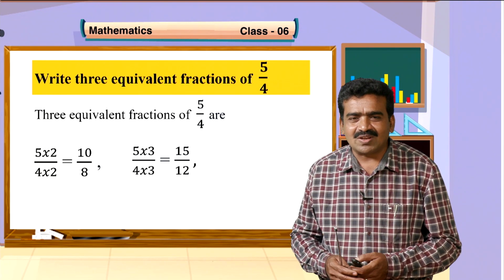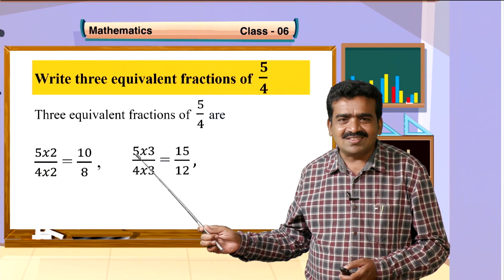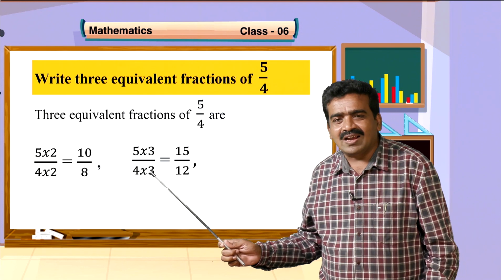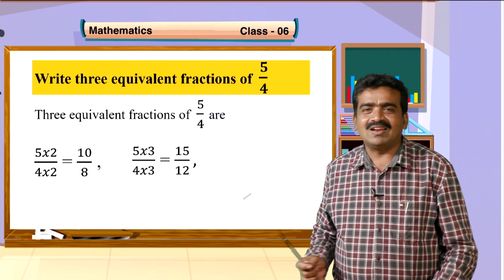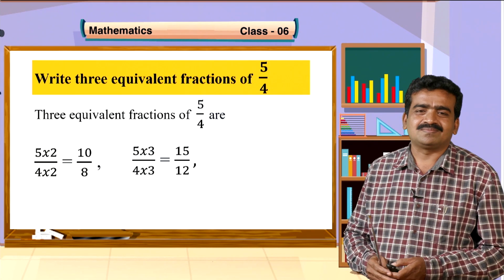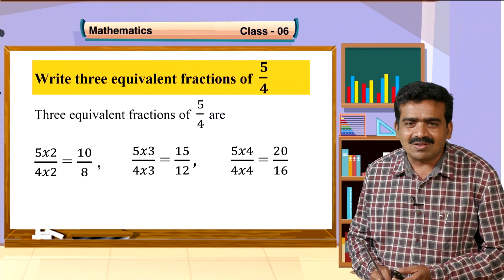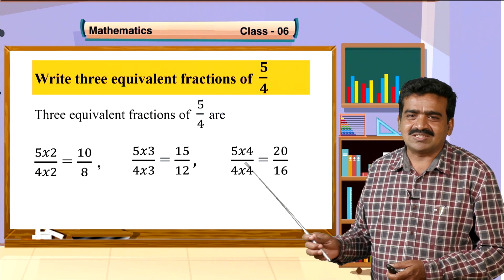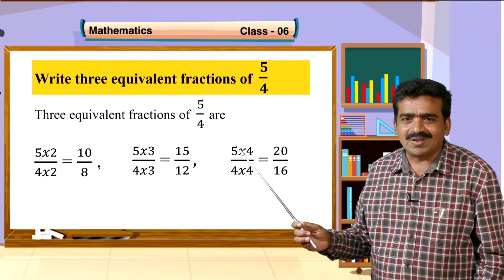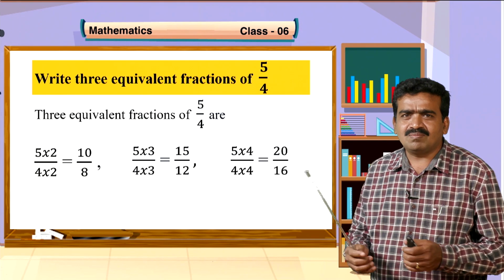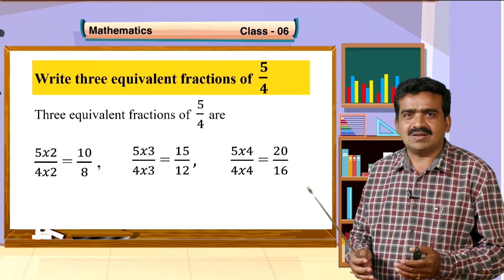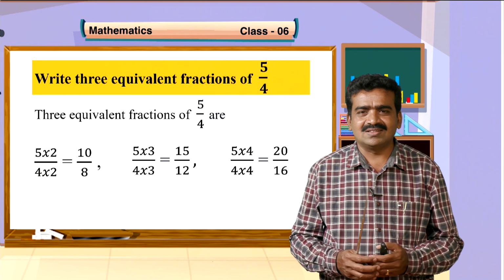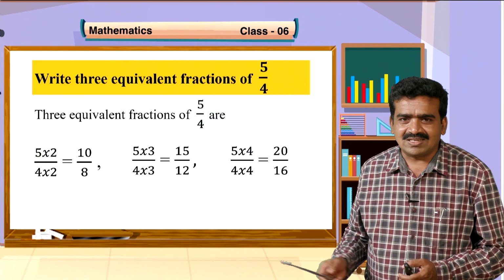How much will you get for the numerator? 5 3s are 15 and 4 3s are 12. So 15 by 12 is another example, and one more equivalent fraction for 5 by 4. Now just multiply by 4 for the numerator and denominator. You can take much bigger numbers also, but I am taking smaller values to write the equivalent fractions easily.